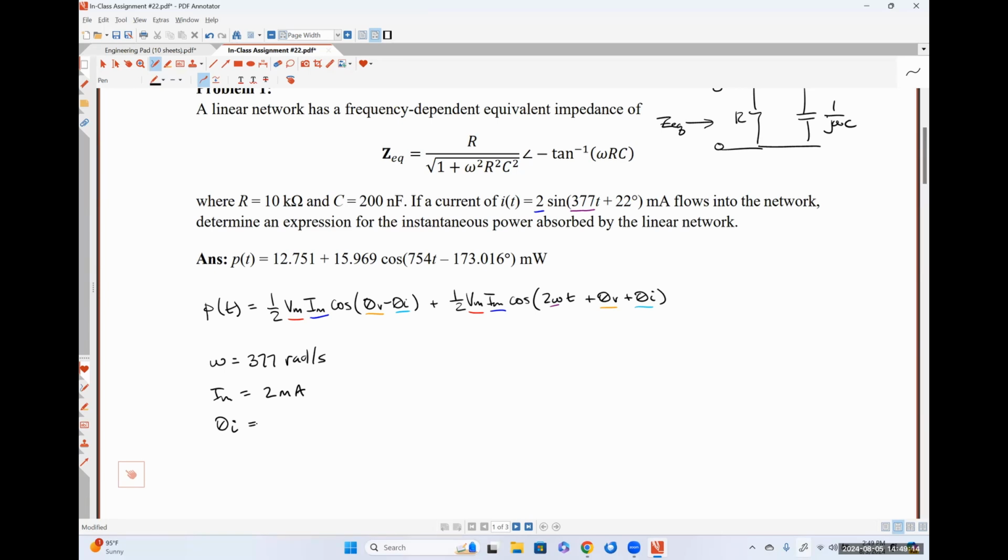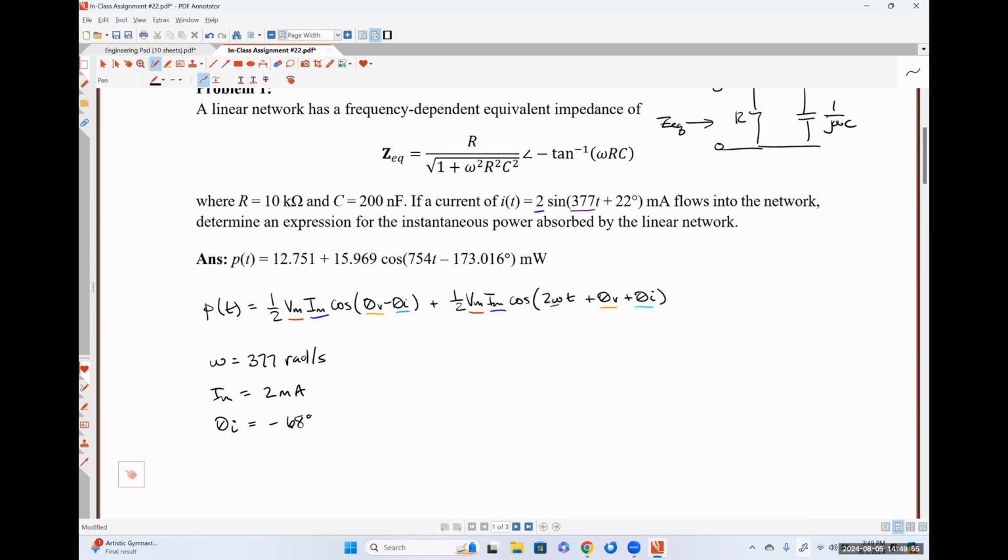How do we convert from sine to cosine? Subtract 90. So 22 minus 90 is, if I'm not mistaken, negative 68 degrees. Let me double check that on my calculator. 22 minus 90. Yep, negative 68. So those are the two pieces of information directly given to us. Theta I we had to do a little bit of work for. So the only things left to figure out are the magnitude and the phase angle of the voltage.